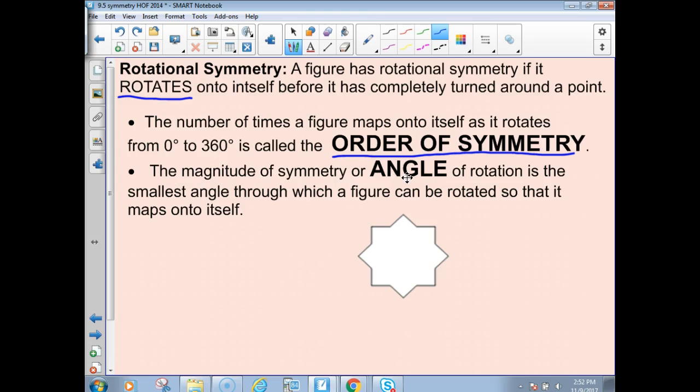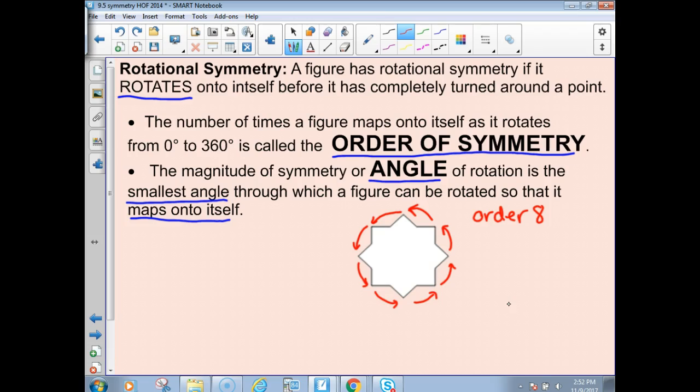The magnitude of the symmetry, or the angle of rotation, is the smallest angle through which a figure can be rotated so that it maps onto itself. So that figure right here, if you turn it, so I'm going to start at the top, and I'm going to say, well, wouldn't it turn and land right there and be the same? Okay, how many times around could you go? So I'm counting 1, 2, 3, 4, 5, 6, 7, 8. So this would have order 8.